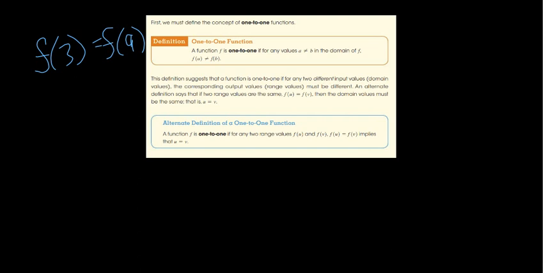So we're saying that if f of 3 is some y value, we'll call it y sub 1, and if f of 9 is that exact same y value, y sub 1, then we are not a one-to-one function. But if it were some other value, y sub 2, then it is one-to-one.